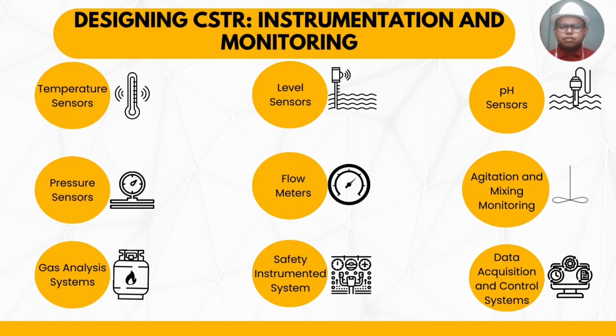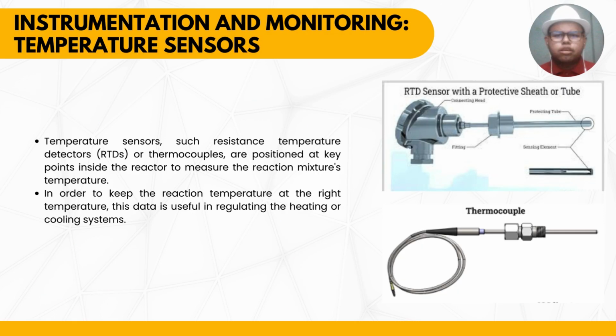Next, after discussing the materials of construction, we move into instrumentation and monitoring. There are 9 elements for instrumentation and monitoring. Temperature sensors are required in every reactor to determine the temperature of the reaction occurring in the reactor. There are two temperature sensors commonly used in industry, which are resistance temperature detectors (RTD) and thermocouples.